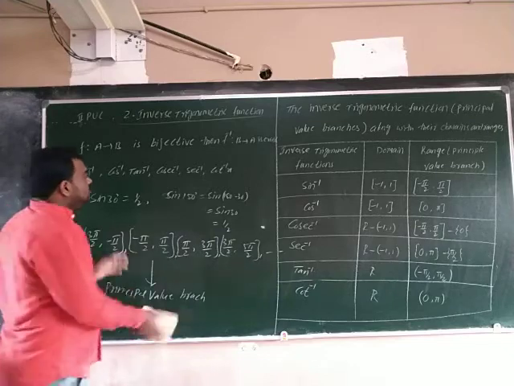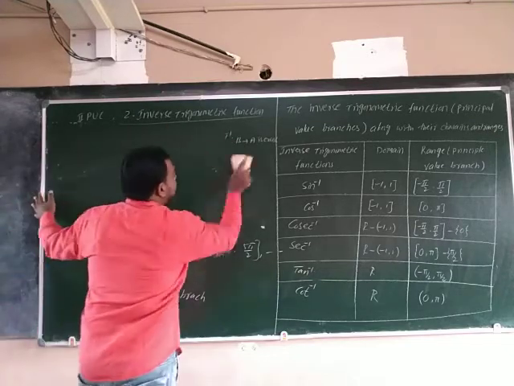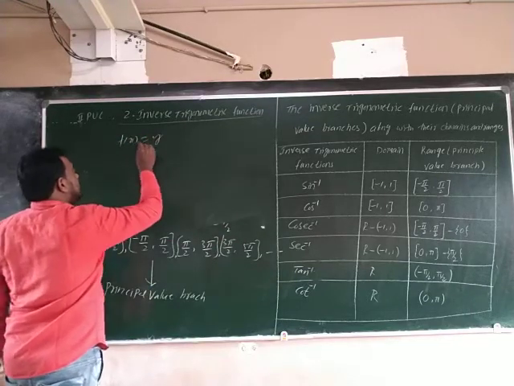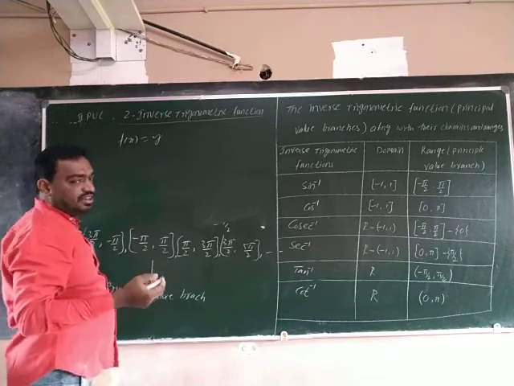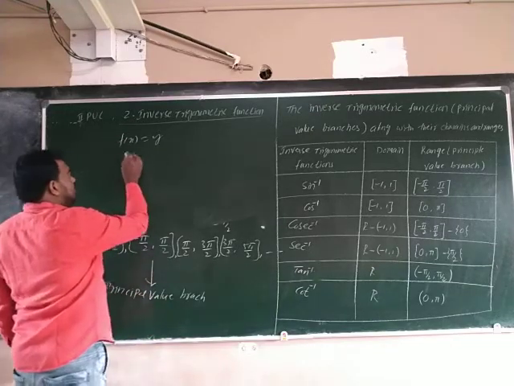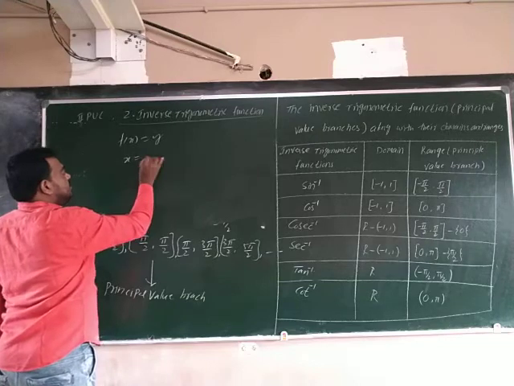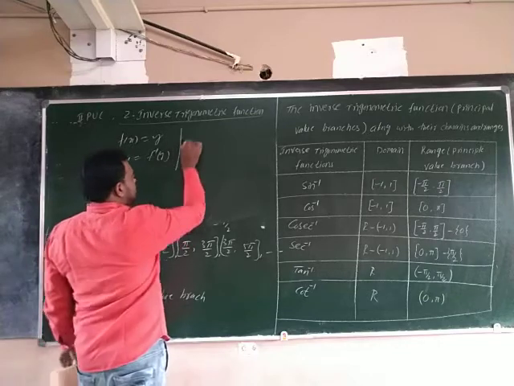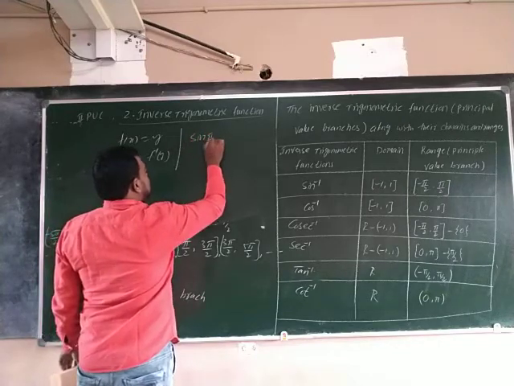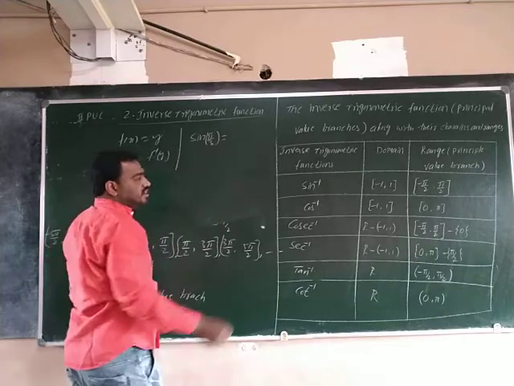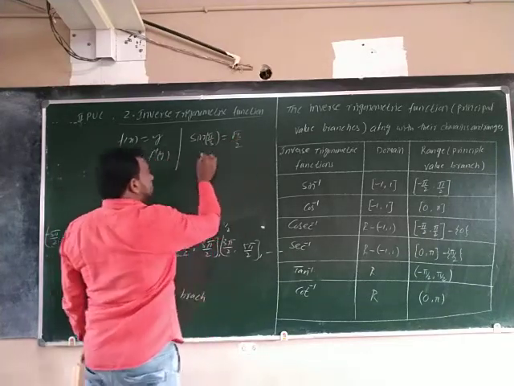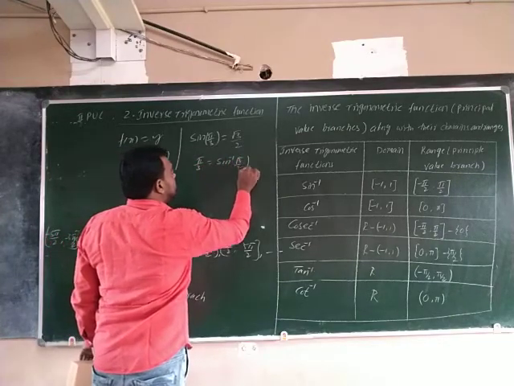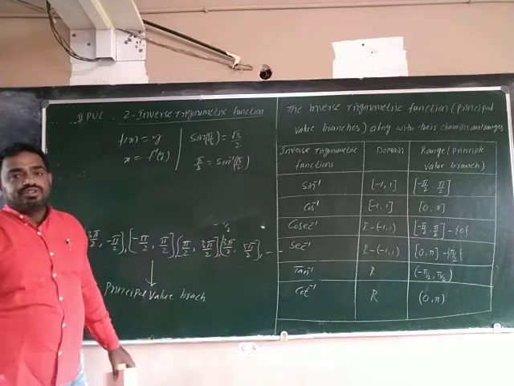Next, f is a bijective function defined by f of x is equal to y. Then x is equal to what? f inverse of y. Similarly, sin pi by 3, that means sin 60, is equal to root 3 by 2. Now pi by 3 we write as sin inverse of root 3 by 2.